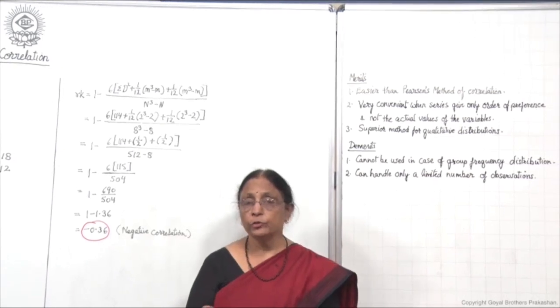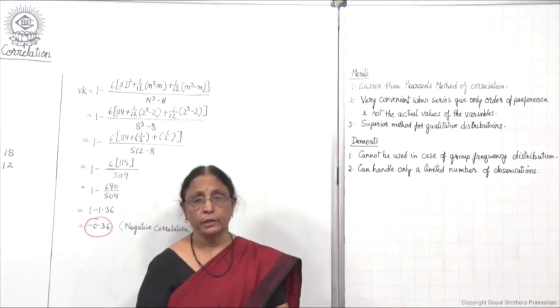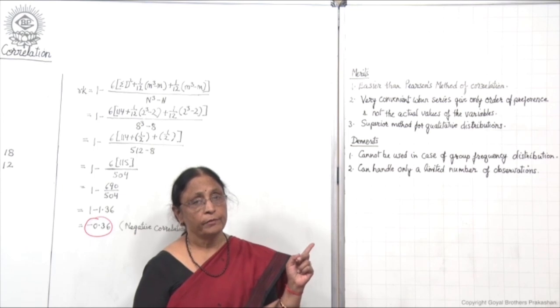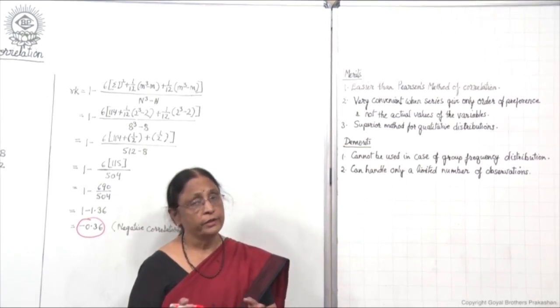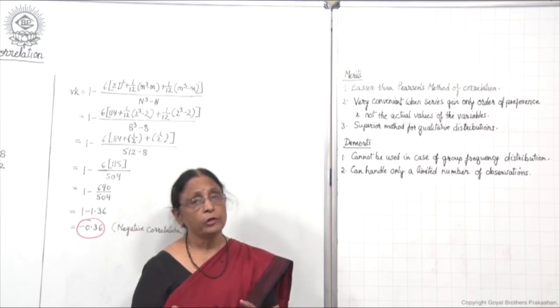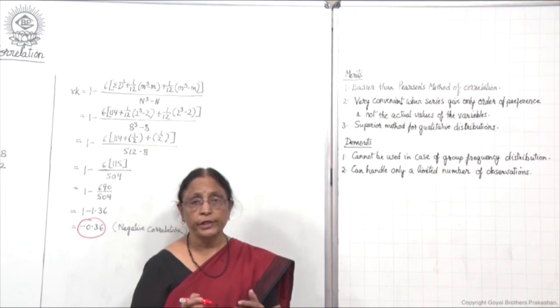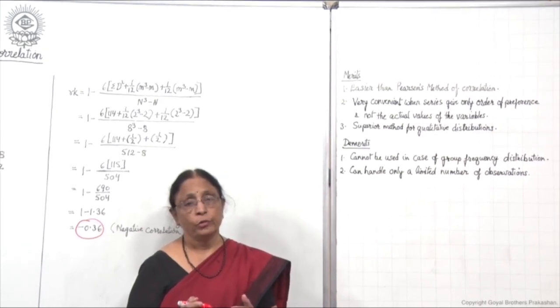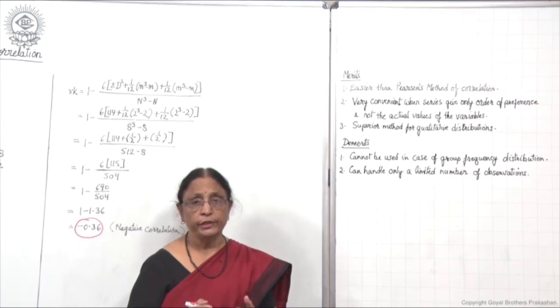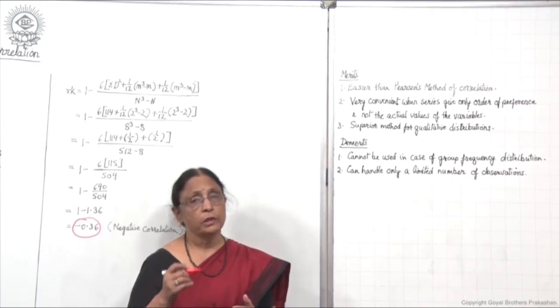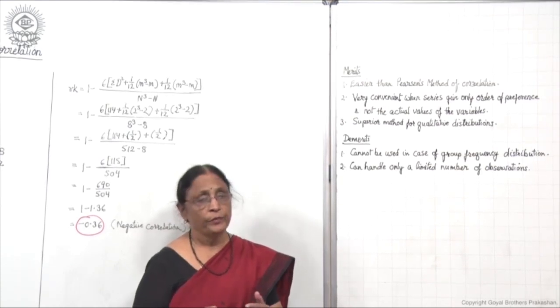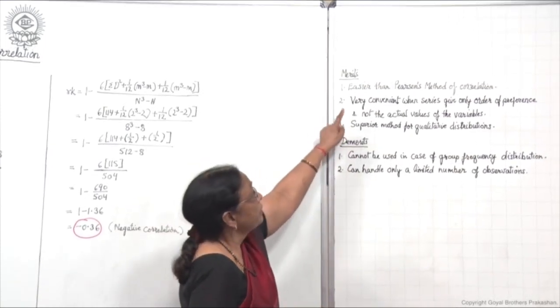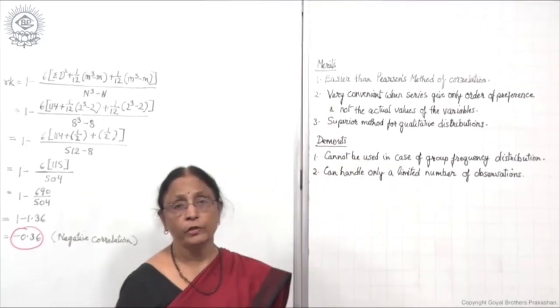So in comparison to Karl Pearson's method, this method is comparatively easier, but the difference is that it cannot do the calculation in case of quantitative measures. It is only good for qualitative measures because preference of order is given or the ranks are given, but the merit is that it is easier than Pearson's method of correlation.